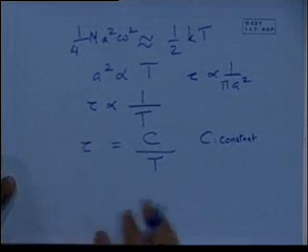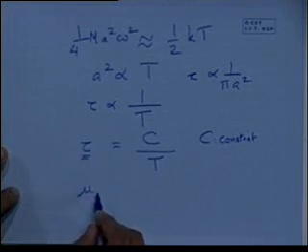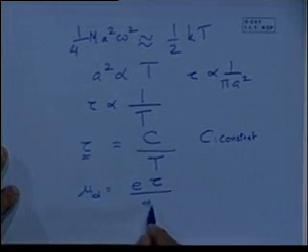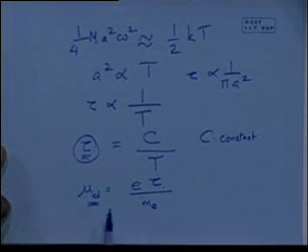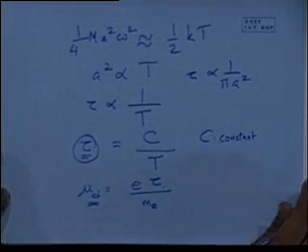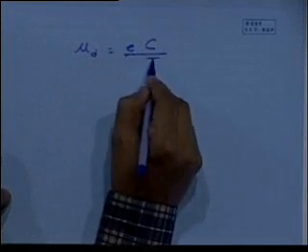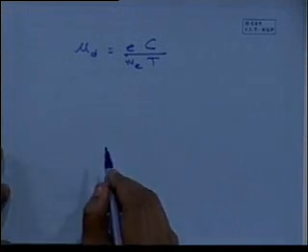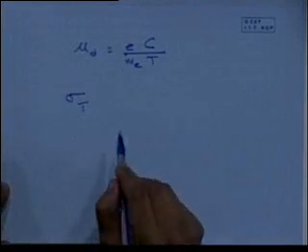So these are all very, very simplified ideas coming down. And now I can go back. I know that my mobility term was e tau by mass of the electron. So I'm going to make this substitution for tau here to look at what is the temperature dependence of my mobility. And when we do that, we get that mobility is equal to e C by T m_e, substituting for tau in there. All right? So now I have a temperature dependence for mobility.